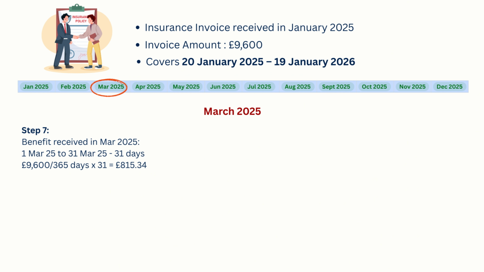March works exactly the same way. The only thing that changes is the number of days in the month. March runs from the 1st of March to the 31st of March. The insurance is active for the entire month, so we use 31 days of insurance in March. Again, we are focusing on usage, not payment.